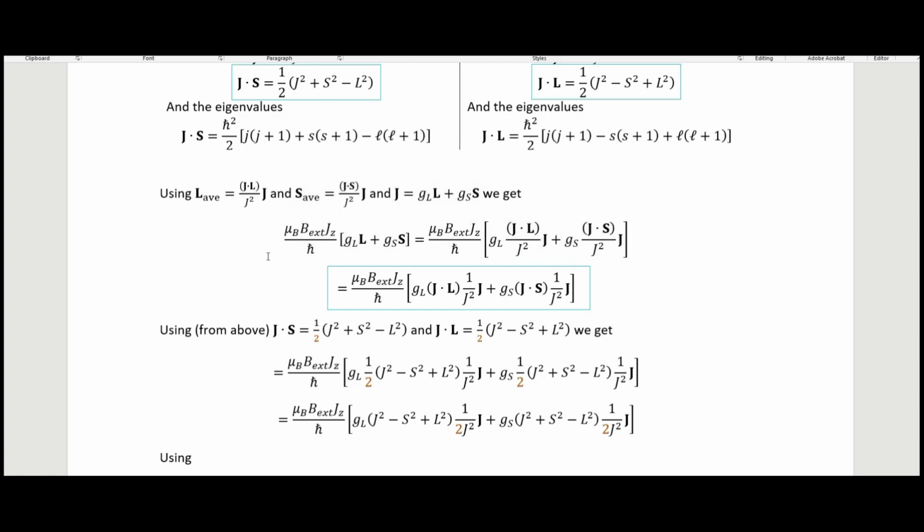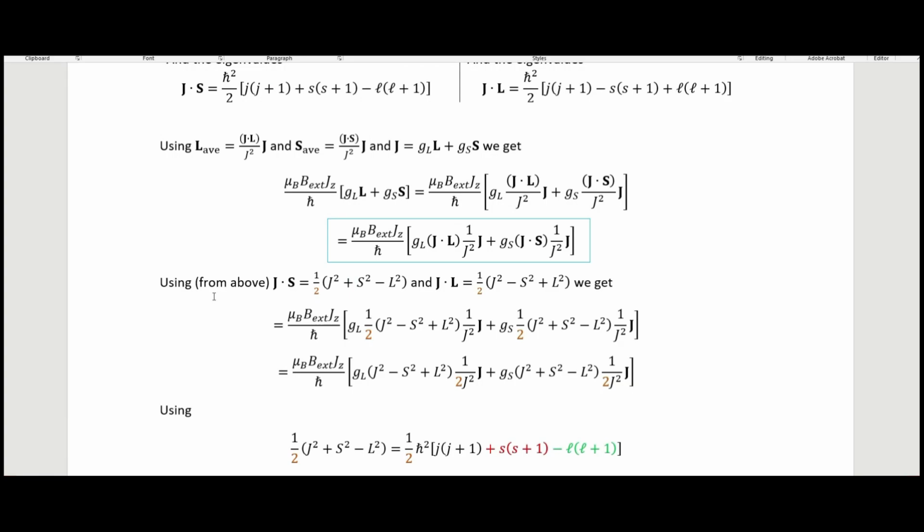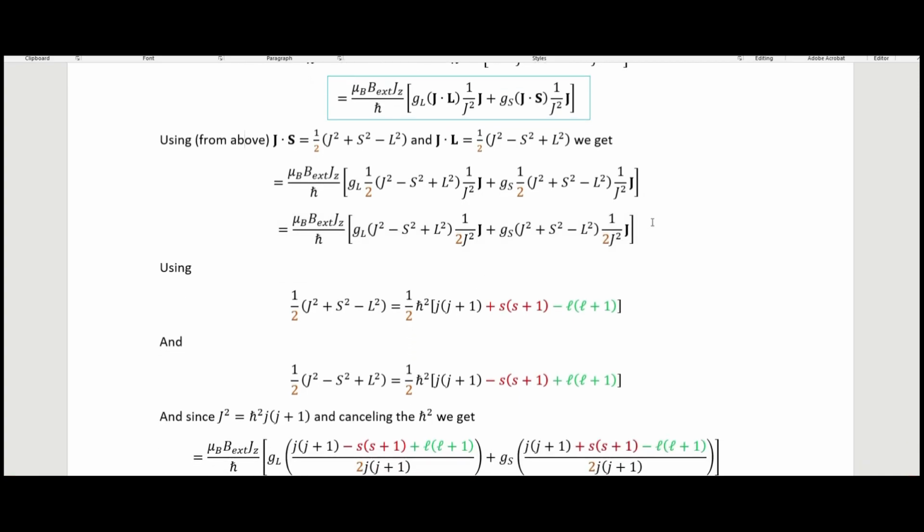And what we end up with when we make these substitutions for the J dot S into the numerator here, and then this J dot L into the numerator there, is this right here. And so we use from above the substitutions here. I've color coded a few things so that we can keep track of them. So this half comes from the 2 here, the 2 here. And so we end up with this right here.